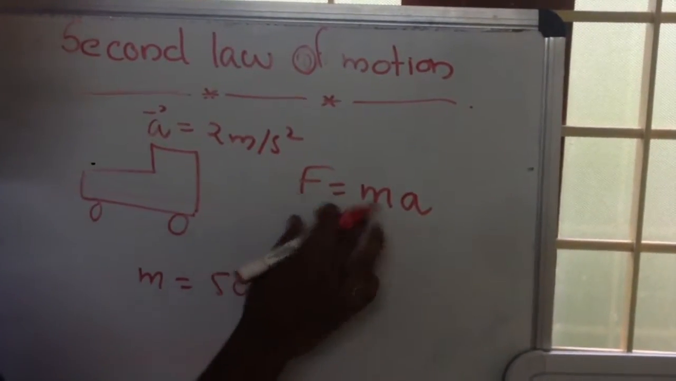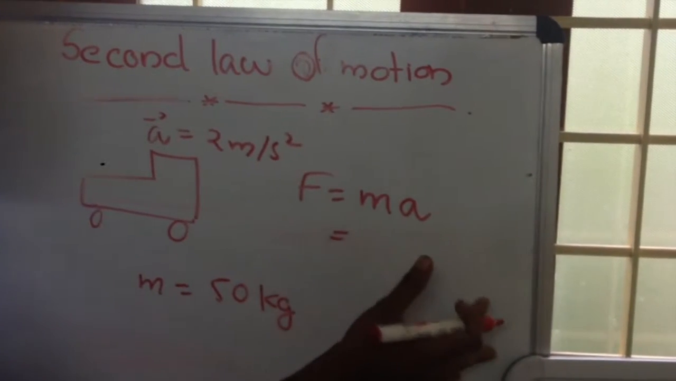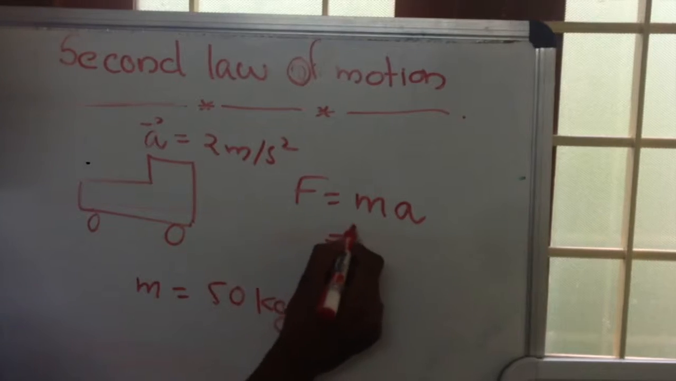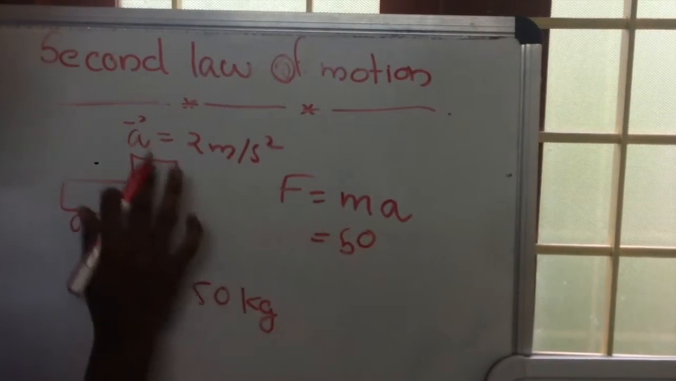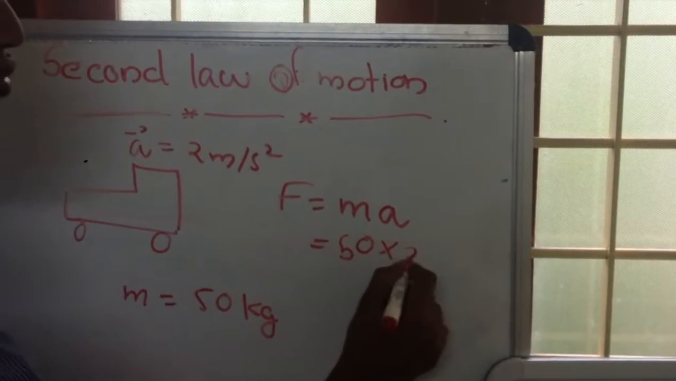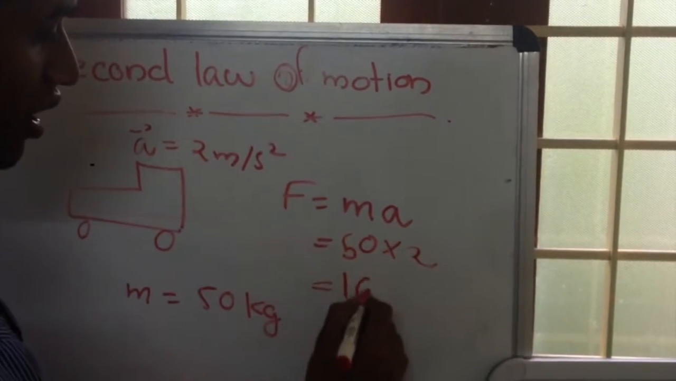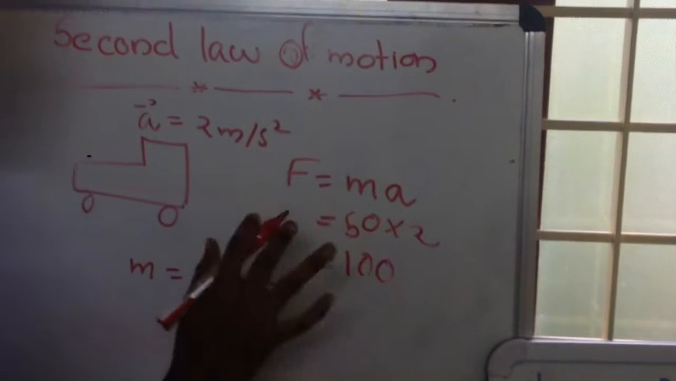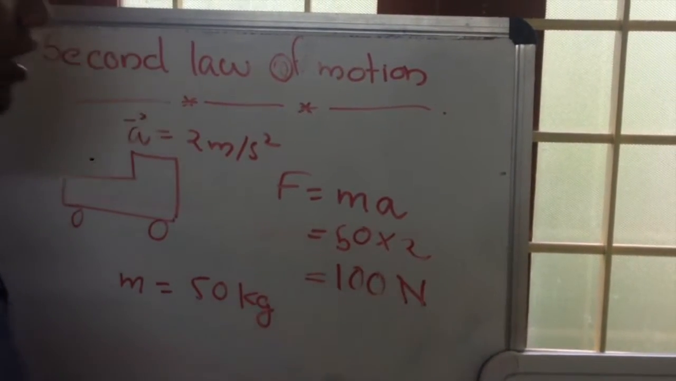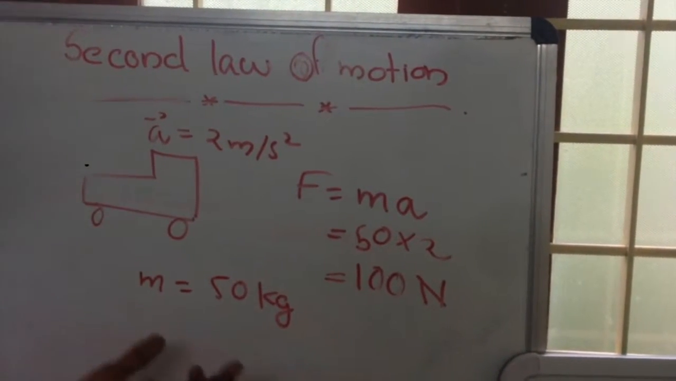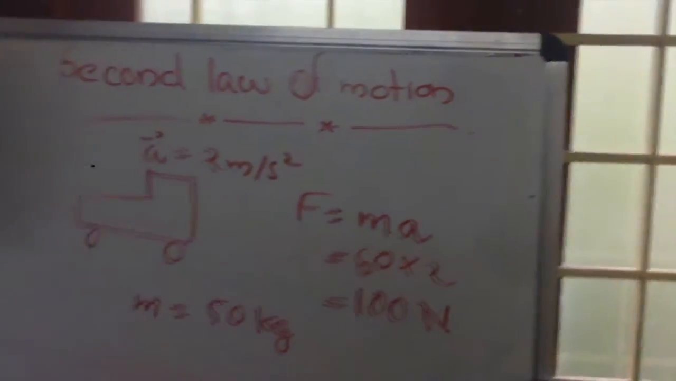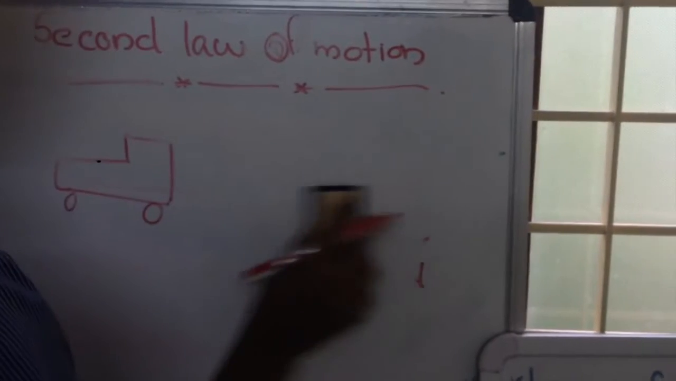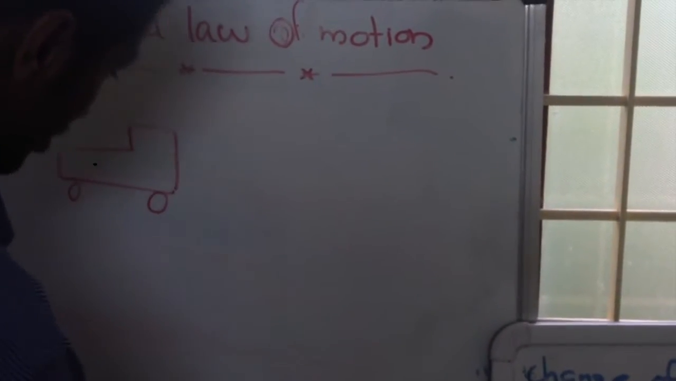F is equal to ma, where m is the mass of the vehicle, that we know is 50, and the acceleration of the vehicle is 2, so we get 100. The unit of force is Newton. This is what we do in our classes, but when I was a student I had some doubts. I will speak about a particular thing.